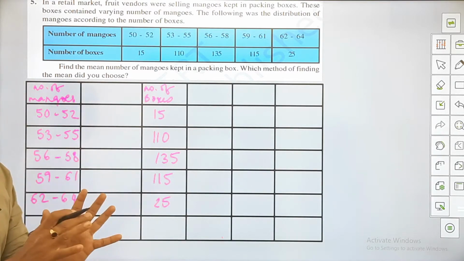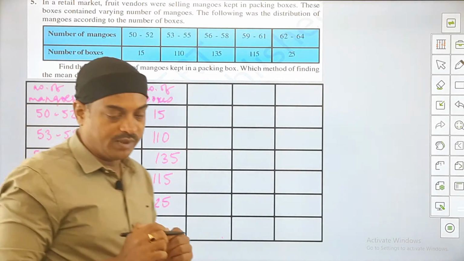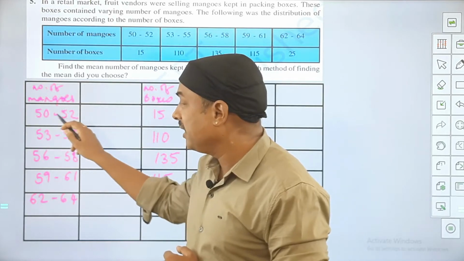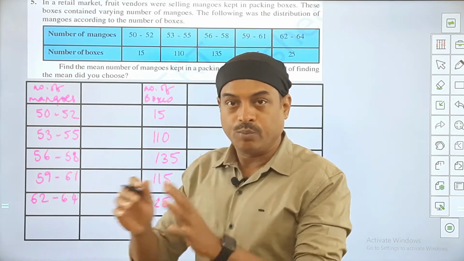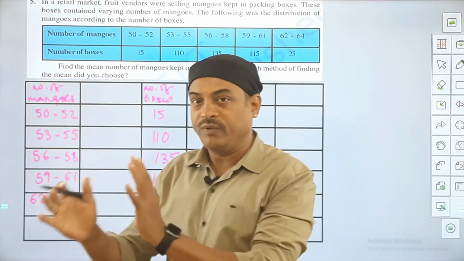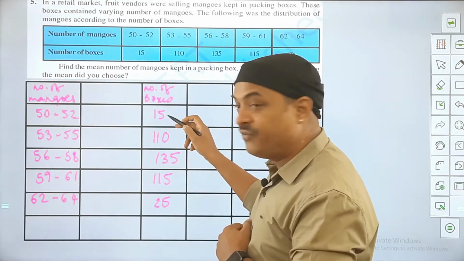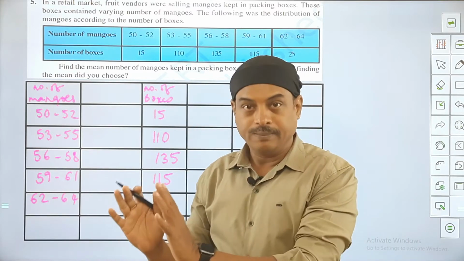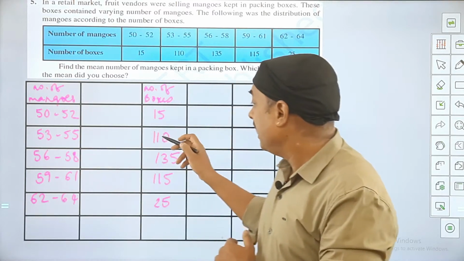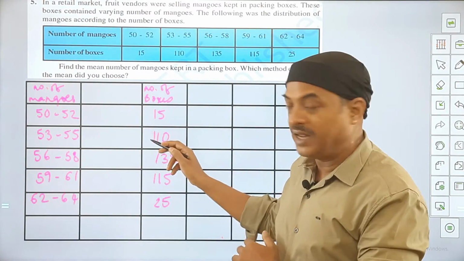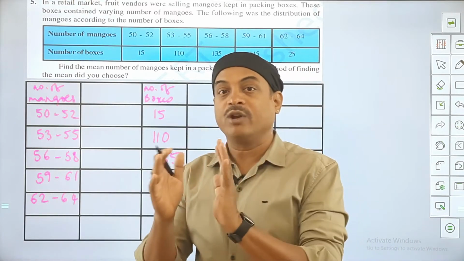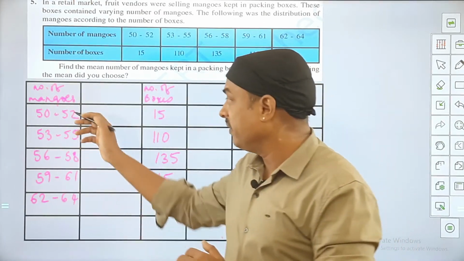So how do we read this table? First, understand what is given in the table. The table says the number of mangoes ranges between 50 and 52, so a box will have 50 up to 52 mangoes, and there are 15 boxes of such variety. Another group with 53 to 55 mangoes has 110 boxes available. Like that, the total number of boxes and the range of mangoes per box are given to us.